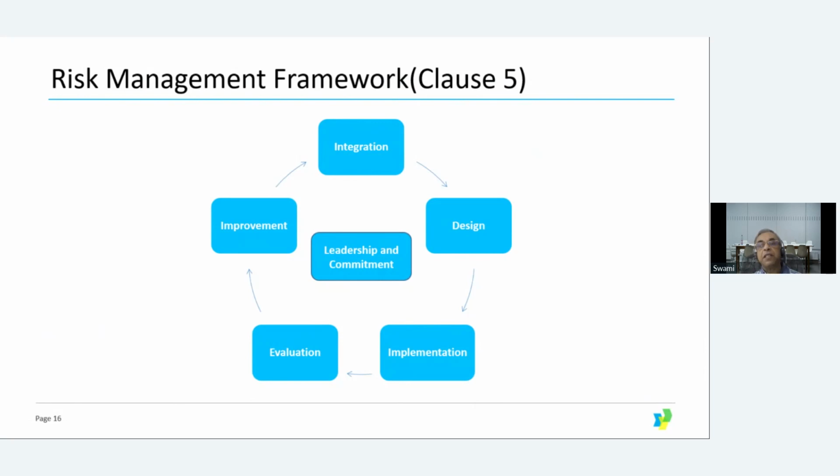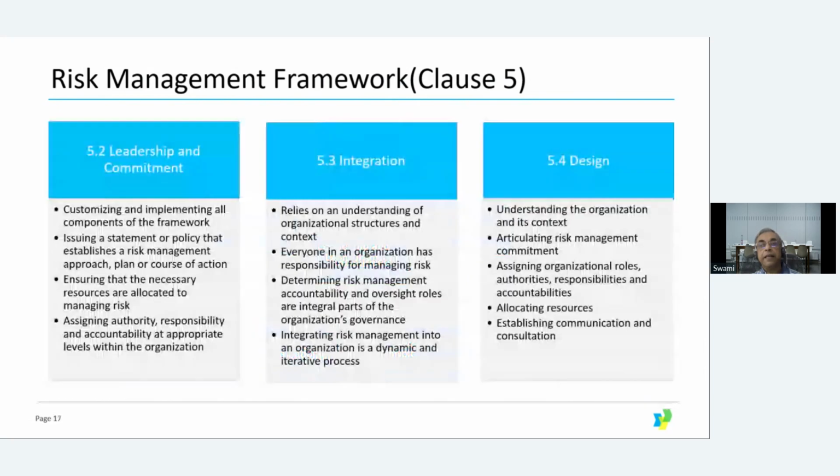Now, as I was telling, for implementing any framework in an organization, we need leadership and commitment from the top management. We will see each and every aspect of this framework's requirements in detail in the subsequent slides. Coming back to the point, 5.1 is a general clause talking about how leadership and commitment need to be there, customizing and implementing all components of the framework. It's not enough to set the framework and not implement all its components. If you don't implement all the components of the framework, then the effectiveness and the efficiency of the risk management process will not meet the organizational requirements.